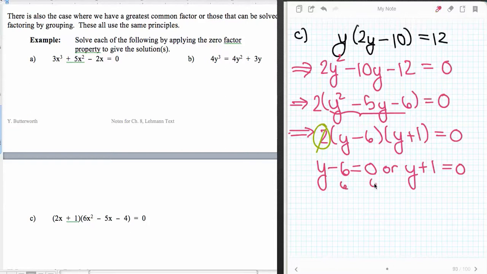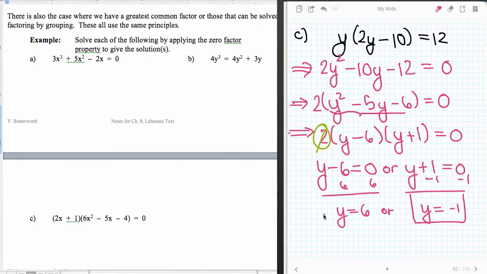And now we add 6 here, and y is equal to 6. Add negative 1, and y is equal to negative 1 here. And so those would be our solutions, this or this. And we might as well go ahead and check that really quickly. 6 times 2 is 12. 12 minus 10 is 2. And 2 times 6 is 12. 12 equals 12. Excellent. Negative 1 times 2 is a negative 2. Negative 2 plus negative 10 is a negative 12. And a negative 12 times a negative 1 is a positive 12. Check. We've got the solution.